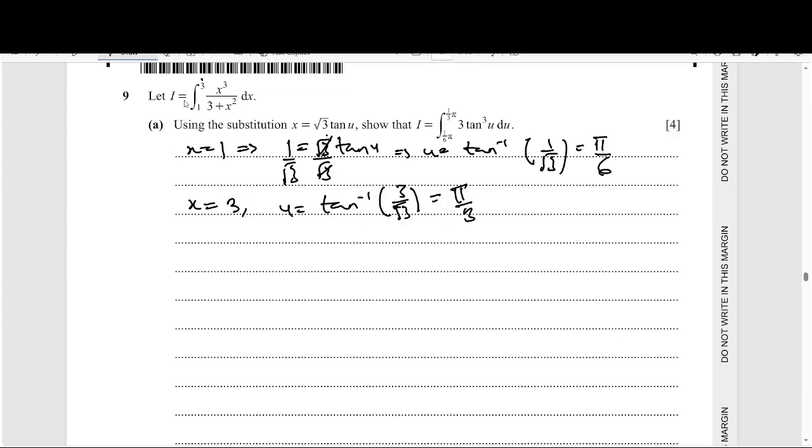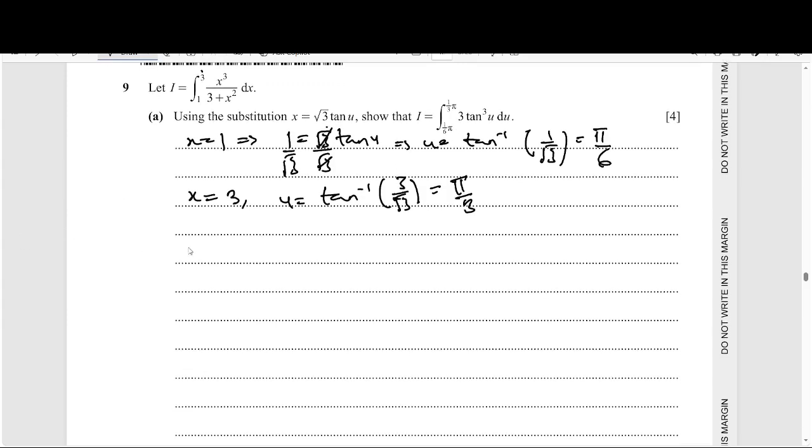So when we get back to our integral, we're going to replace the 1 here by pi over 6, and then replace the 3 by pi over 3. And that is exactly what we see in the question as we are working towards. Now we go back to the integrand.